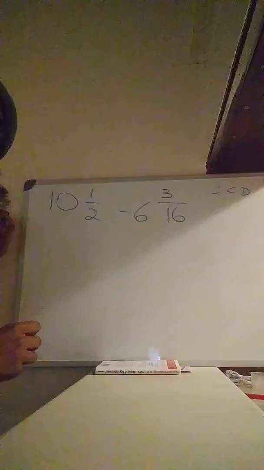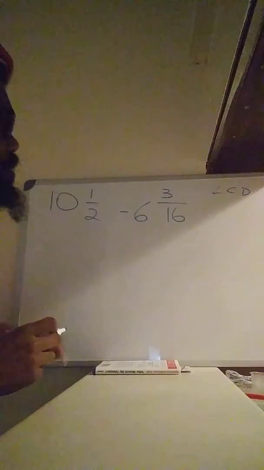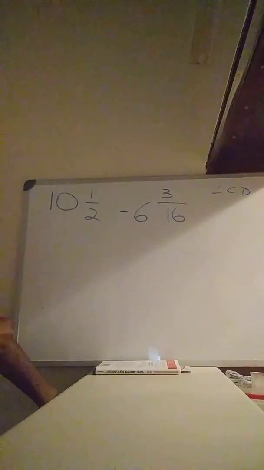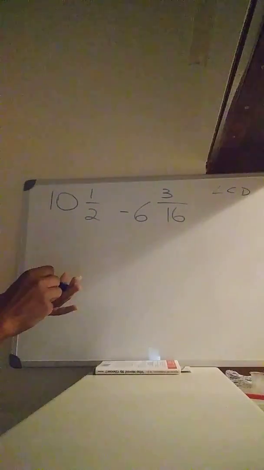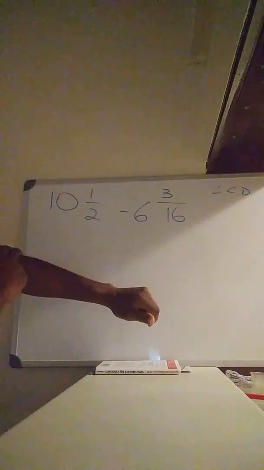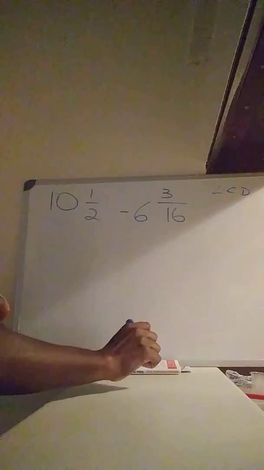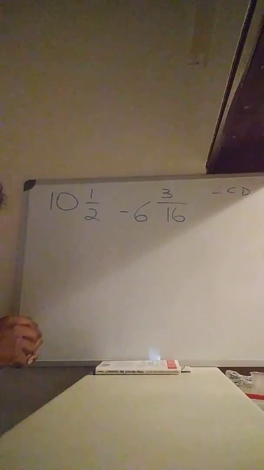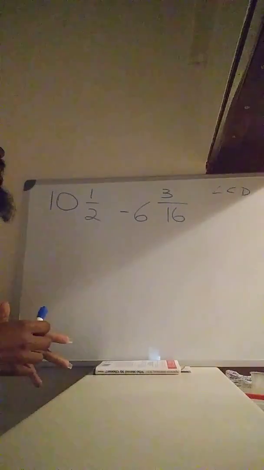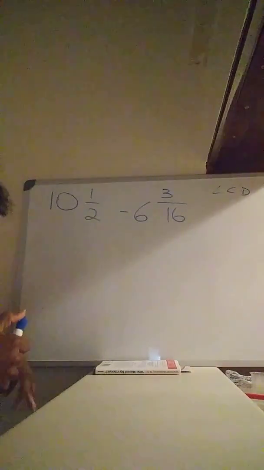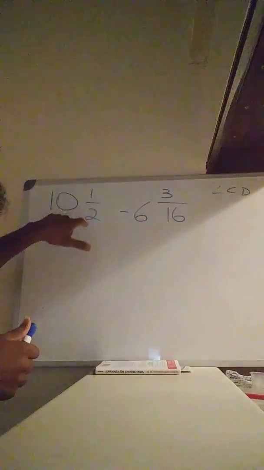LCD, lowest common denominator. So in this particular problem, we take a look at the denominators and we try to see which denominator is bigger, first of all. And then, is it big enough, or is it the lowest, or in the lowest form, so that both denominators can be divided into it?